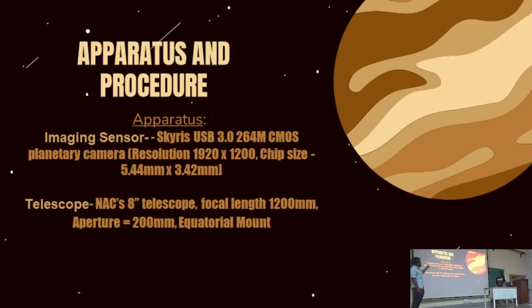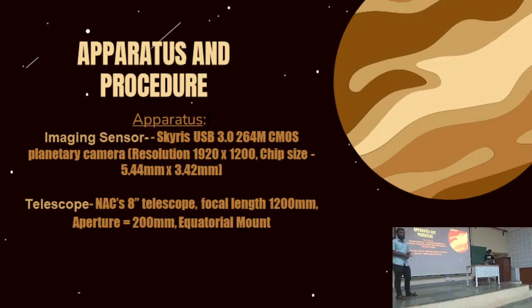So, the apparatus and procedure. The apparatus we used was an imaging sensor. There are different types of imaging sensors: CCDs, charge coupled devices, and CMOS, which I mentioned earlier, as in your DSLR. Sadly we don't have CCDs or a DSLR, so we just ended up using CMOS. CCDs have better resolution, but the resolution we got here for this experiment was pretty good, as you can see by the result.